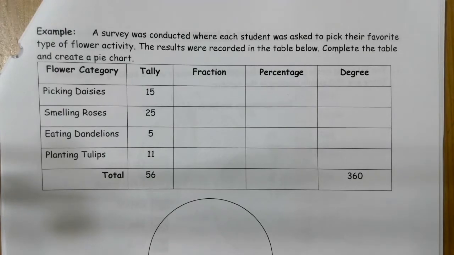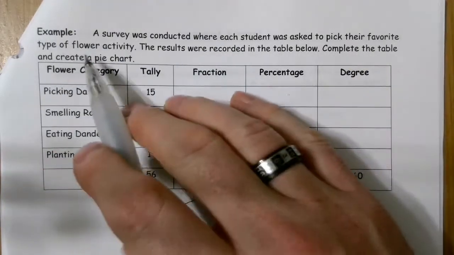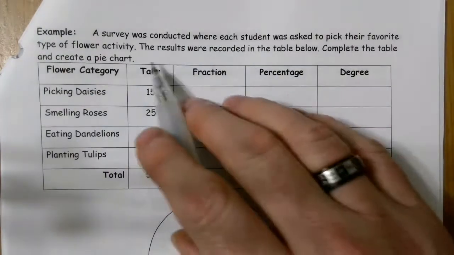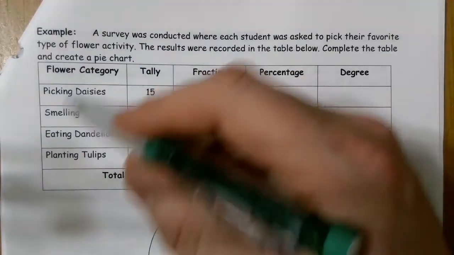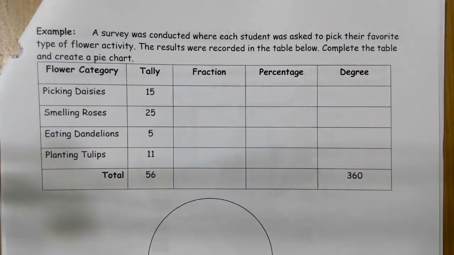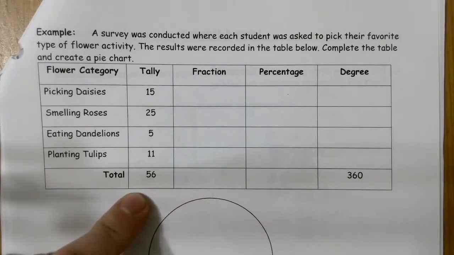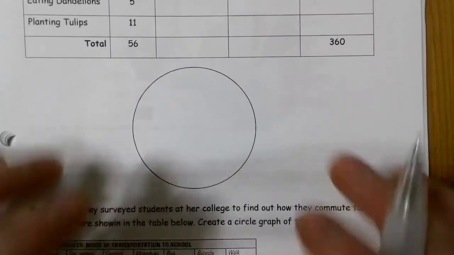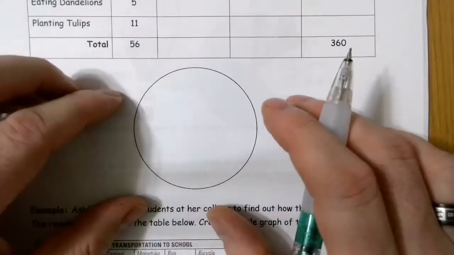Right, in this question, we read that a survey was conducted where each student was asked to pick their favorite type of flower activity. The results were then recorded in the table below. Complete the table and create a pie chart. So the students were given these 4 options here, and then they just did a tally. So altogether there were 56 students talked to. So this circle here represents those 56 students.